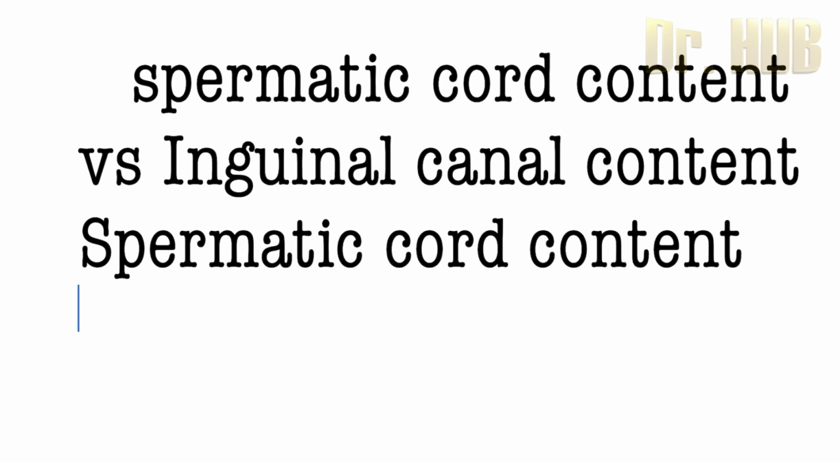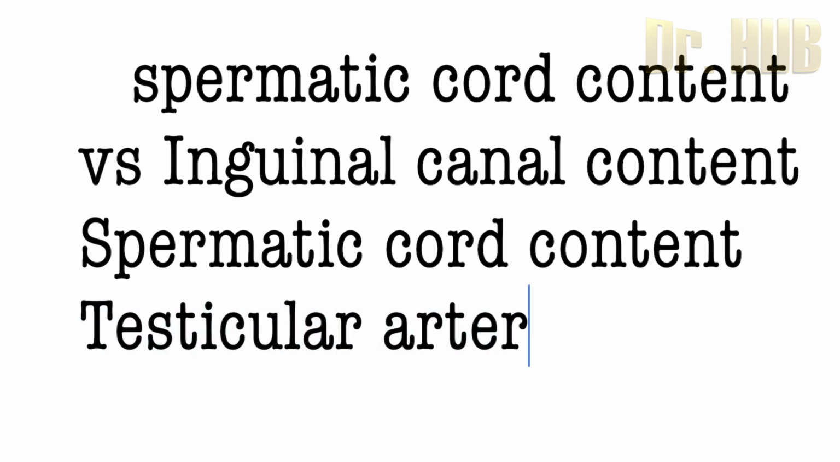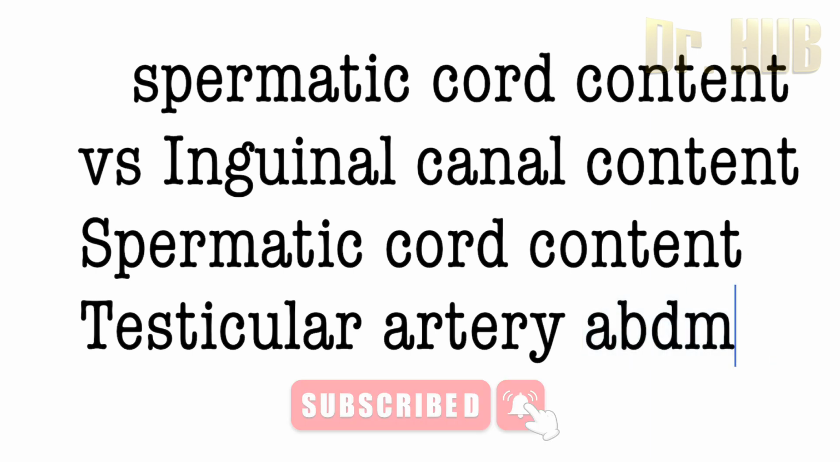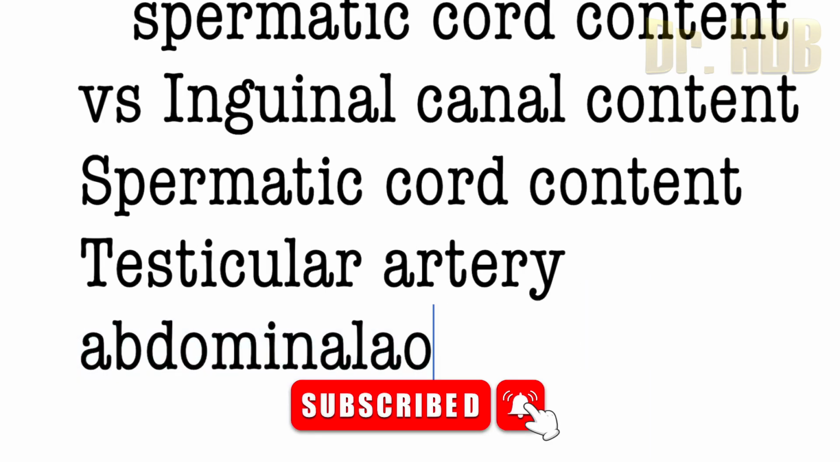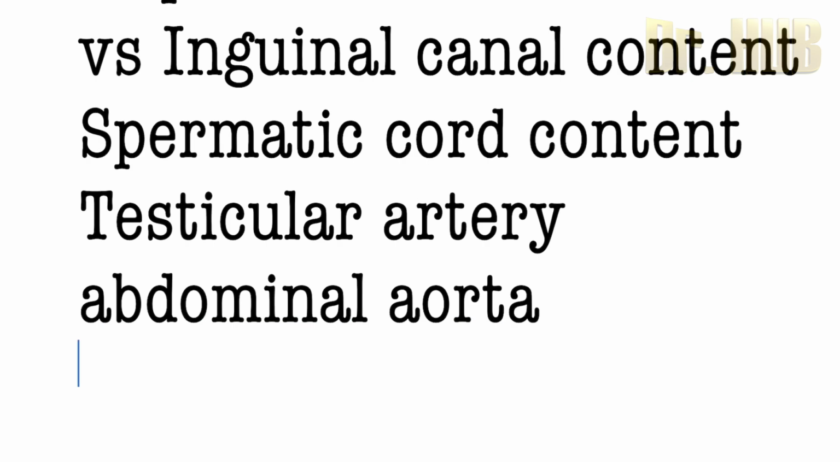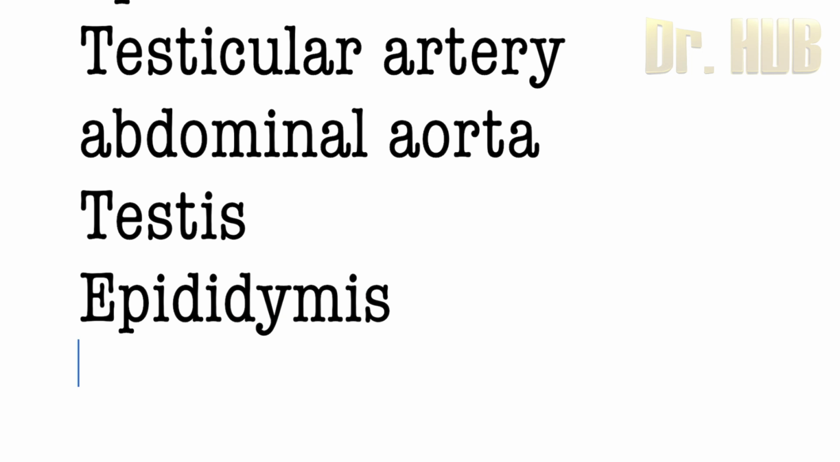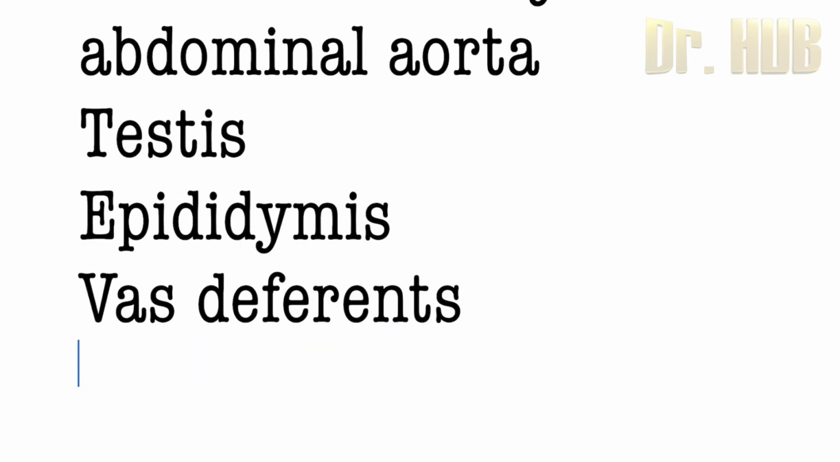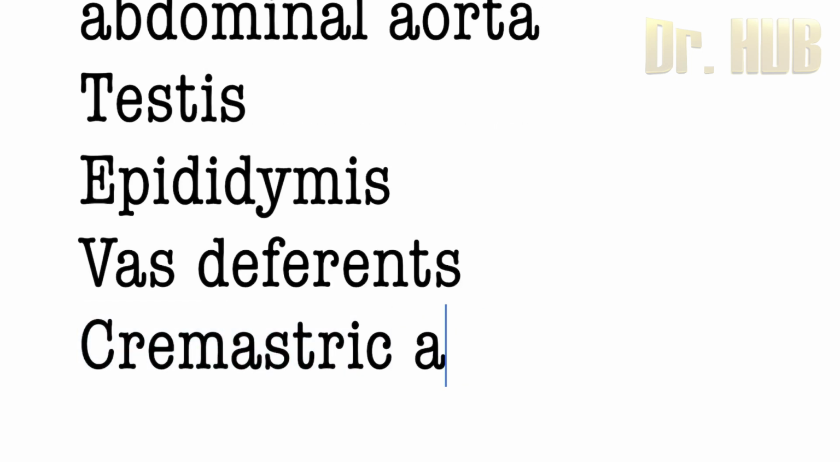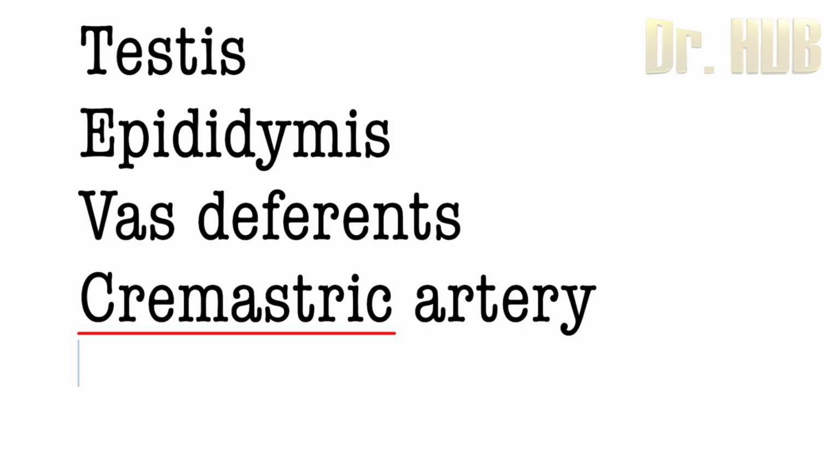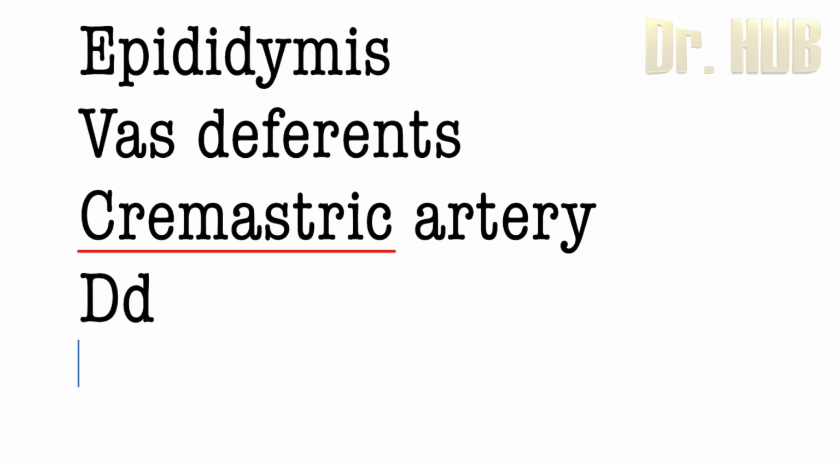So this includes the testicular artery. The testicular artery arises from the abdominal aorta, and it supplies the testis as well as the epididymis and the vas deferens. Next is the cremasteric artery. This supplies the cremasteric muscles as well as the surrounding tissues. Then the artery to the ductus deferens.